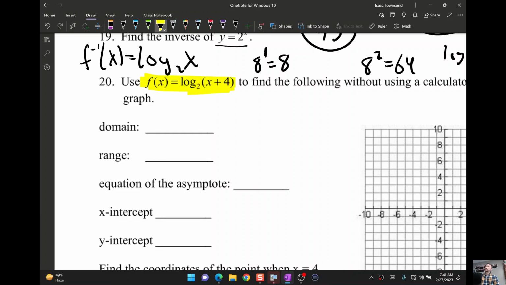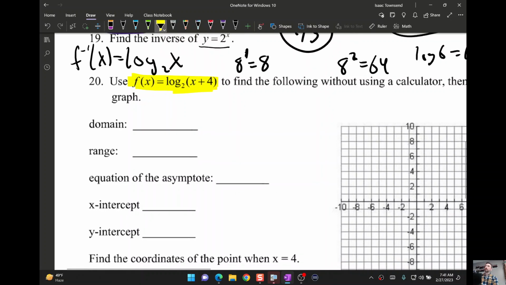So on question 20, I want to know what this logarithm graph looks like without a calculator, and if I graph this wrong, I'm probably going to mess up some of these characteristics about the graph. So graphing this is very important.